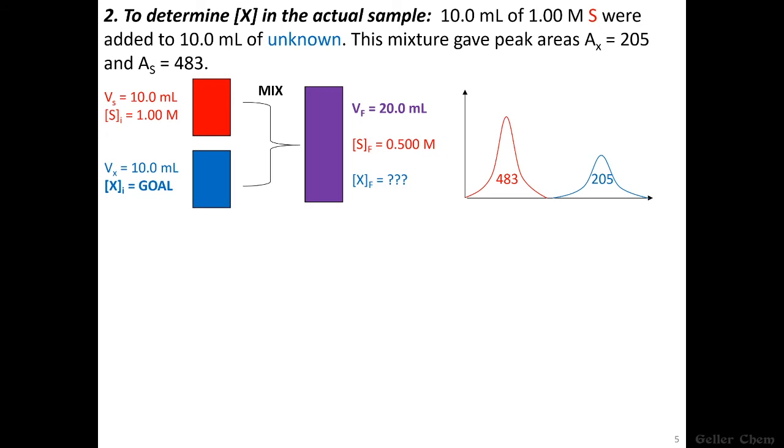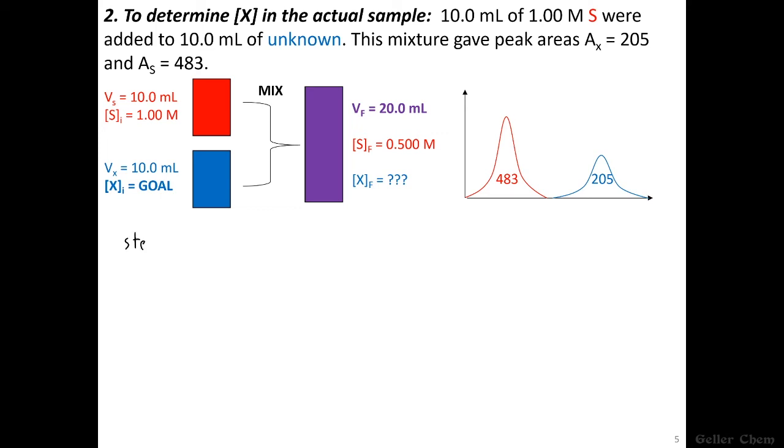Again, this is a rather long problem. To determine the concentration of analyte in the actual sample, 10.0 milliliters of 1.00 molar standard were added to 10.0 milliliters of the unknown. And the concentration of these 10.0 milliliters is our goal. But we are actually going to run this 20 milliliter mixture that we get after we add the two together, therefore diluting both of these concentrations by a factor of 2. So we're going to learn what the new concentration of the unknown is and then back calculate what it was before using the good old dilution formula. So let's just do the problem.